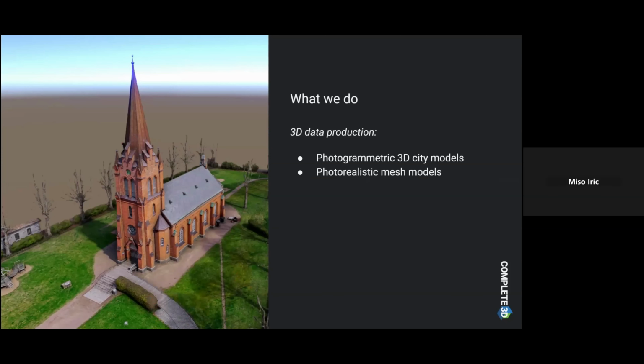Photorealistic mesh models. Here there is also the possibility to automatically produce mesh models, usually using photogrammetry, drone images, or other types of images, even mobile mapped images. So we can put everything together and then create 3D city models or 3D models of industry or outdoor, indoor, and so on. In this case, it's a church, produced using 3D drone models and photogrammetric software, and an automatic method for producing photorealistic photogrammetric 3D models.